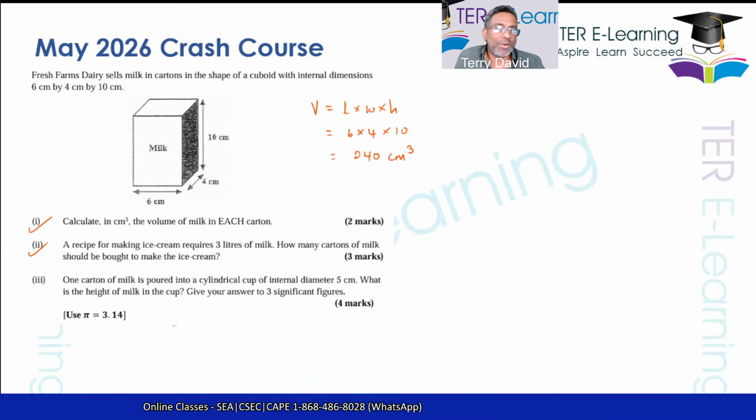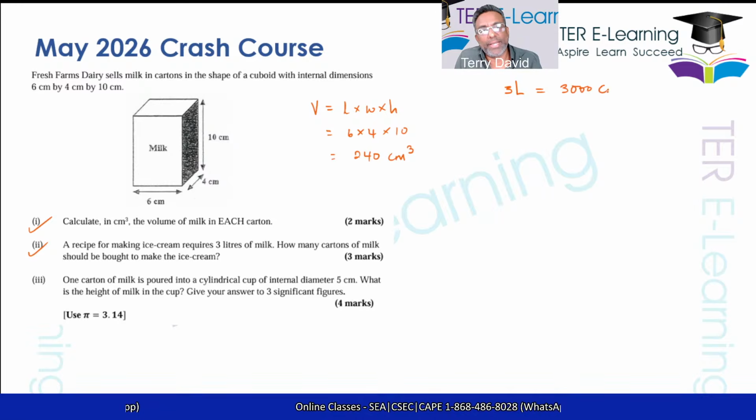A recipe for ice cream requires 3 liters of milk. How many cartons of milk should be bought to make this ice cream? Now, you want to make ice cream here, but you require 3 liters. So remember, I just told you that 1 liter is 1000 cm cube. So if you have 3 liters, this here will be 3000 cm cube. That's the volume of milk that you need to make this ice cream.